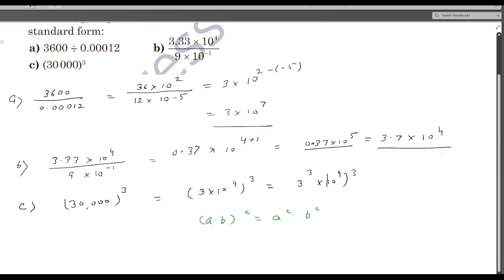So using that, I will say that this is equals to 3 power 3 is 27, and 10 power 4 times 3, it will be 10 power 12. Now this is not in standard form. I have a number, the number should be between 1 and 10, so this 27 can be written as 2.7 into 10. So this whole thing will become 2.7 times 10 power 13.